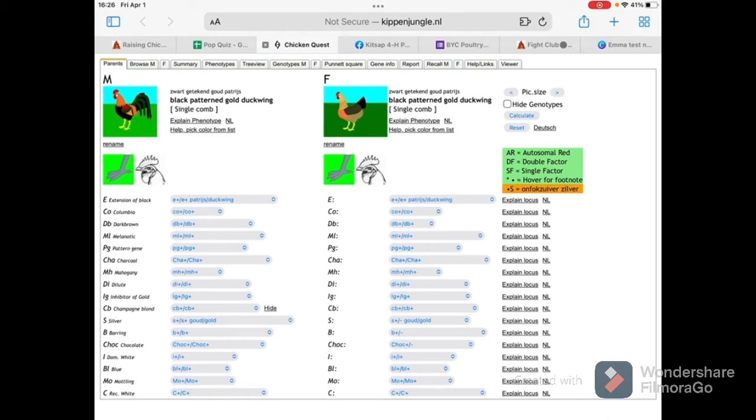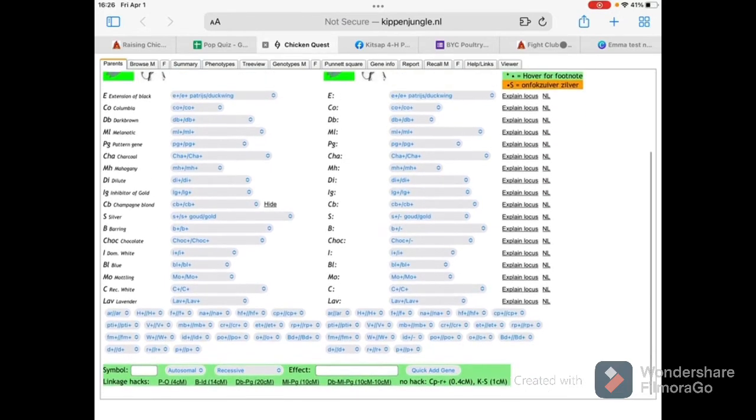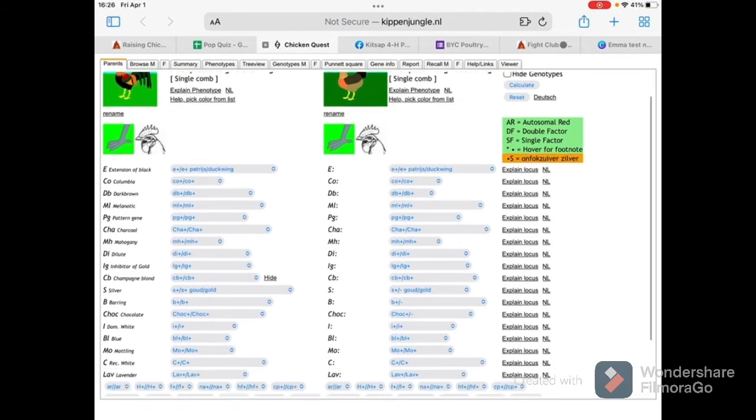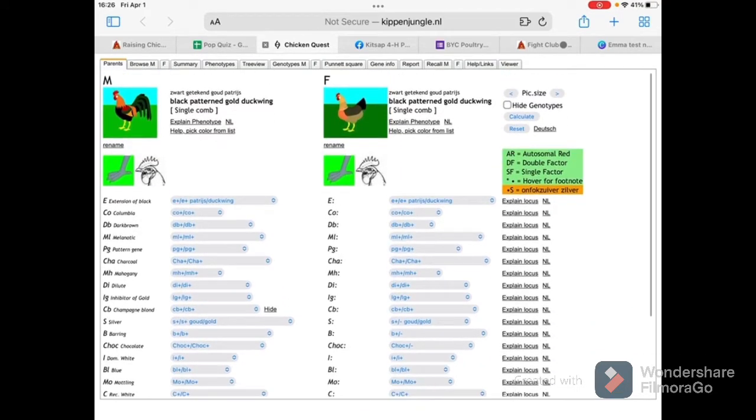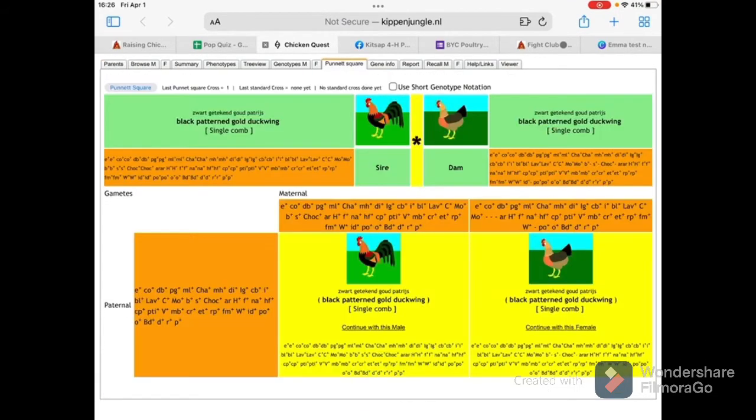So, you may have seen this chicken genetics calculator and thought it looked like a fun thing to play with, or perhaps you're interested in genetics. I'm Emma, and I know for sure I am. This is probably like my favorite toy. It's so much fun to play with, and you can get so many different crosses. You can see all the possible offspring, and it's super cool.